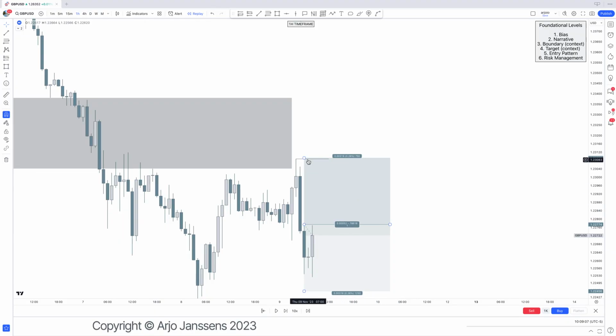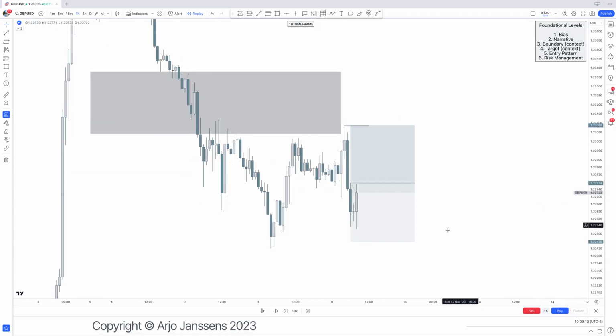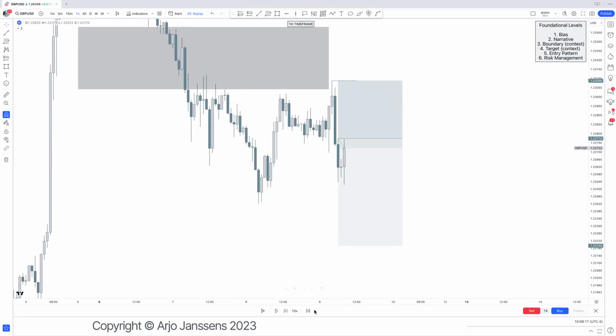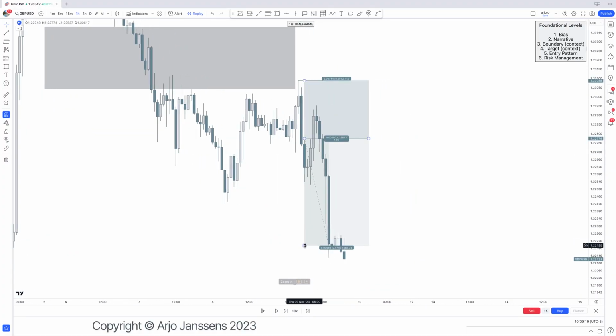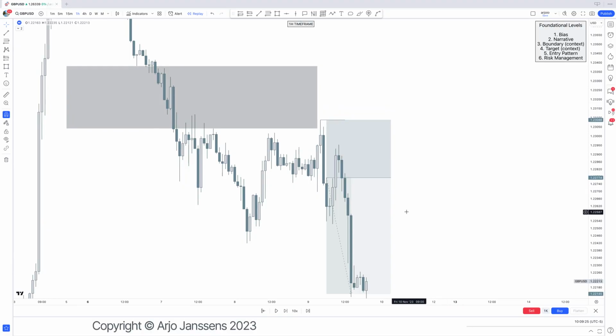So right here, what is the protected high? This high sitting right there. So that is our stop loss. So right now, we target a 1 to 2 to continue lower overall. And that is where we eventually look to target as well. And that is what we essentially are constantly doing.